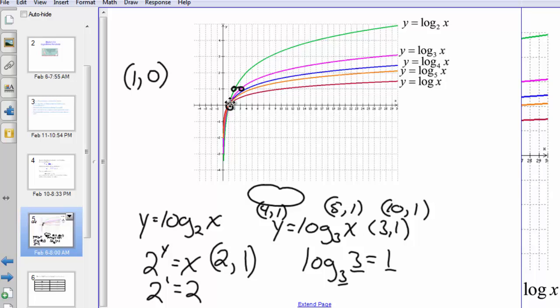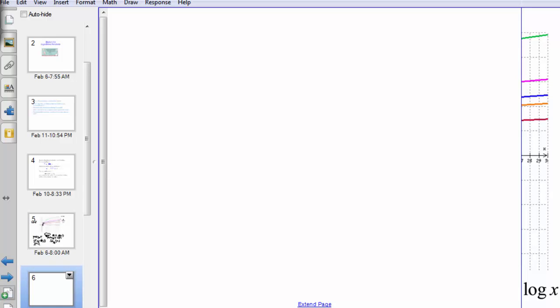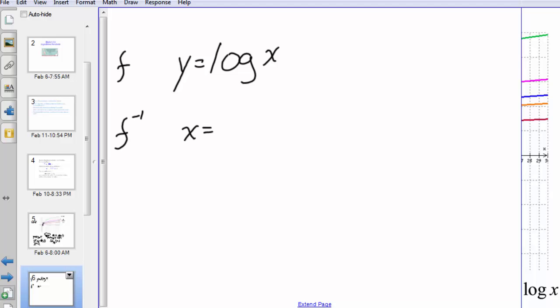Let's look at what happens when we determine the inverse of the logarithmic function. If I start with the equation y equals log of x, so let's use the common log function, and I'm trying to determine the inverse. So this is f. The first thing we would do to find the inverse of f is switch our x's and y's. So x equals the log of y.